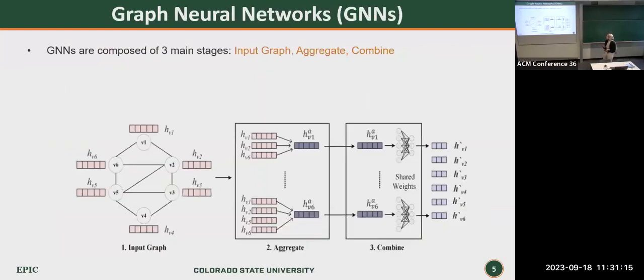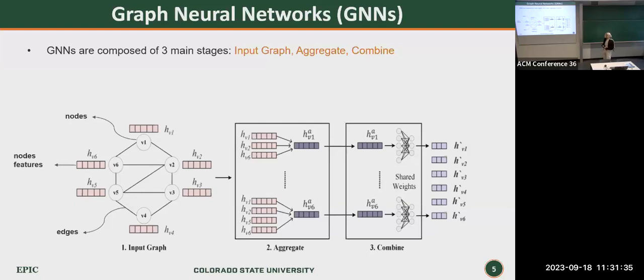So let's dive into how GNNs operate. Their operation can be divided into three main stages, mainly input, aggregate, and combine. For the input, we would have an input graph which consists of several nodes. Each node would have its own node feature vector, and the nodes would be connected together using edges.